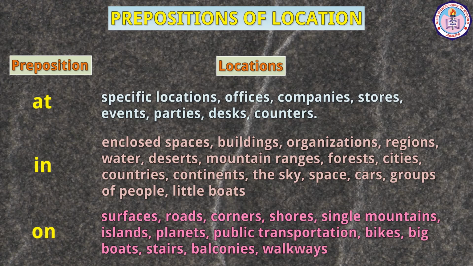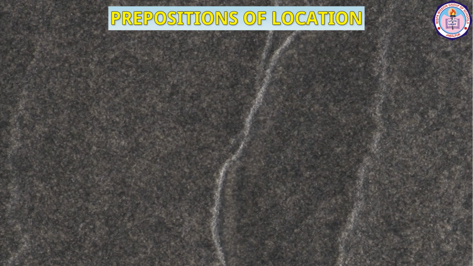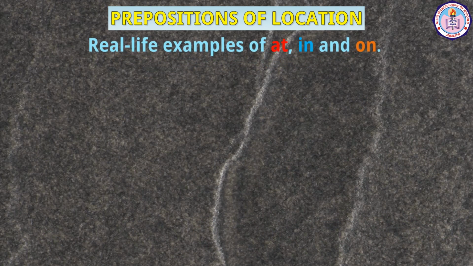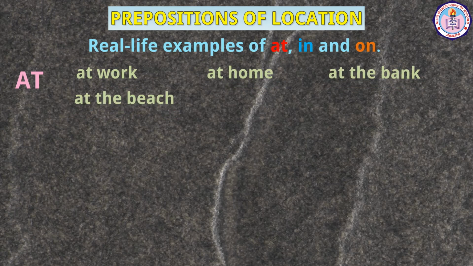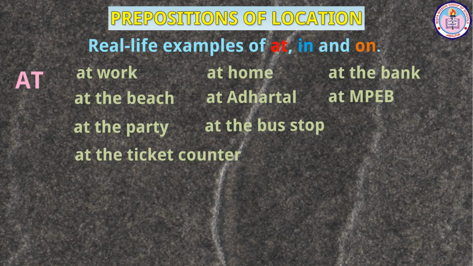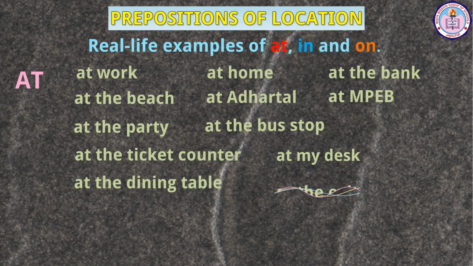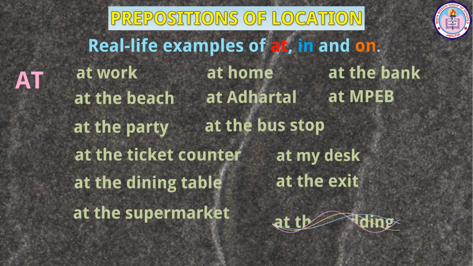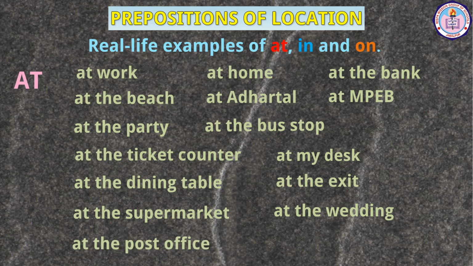To help you understand the types of locations listed above, here are some real-life examples of at, in, and on to get you started. At: at work, at home, at the bank, at the beach, at Adhartal, at MPEB, at the party, at the bus stop, at the ticket counter, at my desk, at the dining table, at the exit, at the supermarket, at the wedding, at the post office, etc.